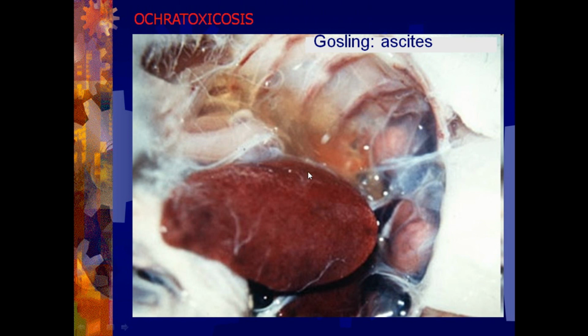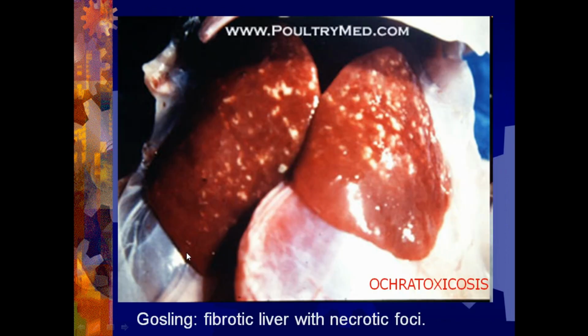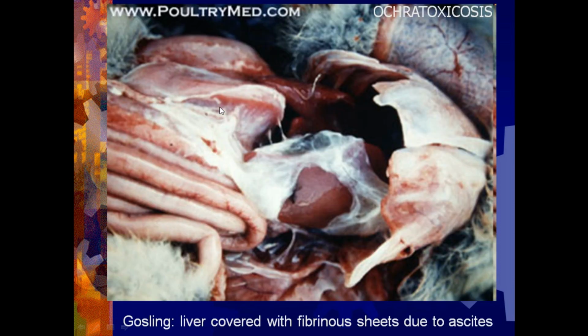This one here is the ascitic fluid within the cavities or coelomic cavities of the goose. This one here is a miliary necrosis, multifocal necrosis on the surface of the liver. If it occurs chronically, there will also be fibrosis. If you see there, the structure of the liver looks rough like this, maybe indicating fibrosis. And then in some severe cases of ochratoxicosis, the liver is also covered by fibrinous material like this due to extreme ascites.